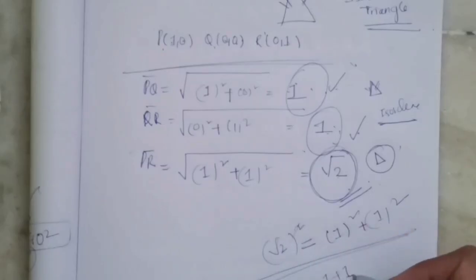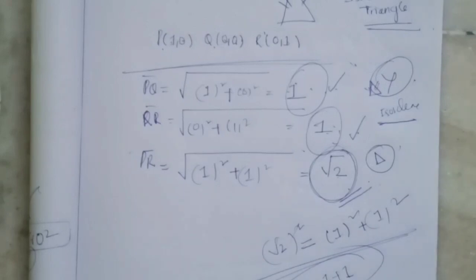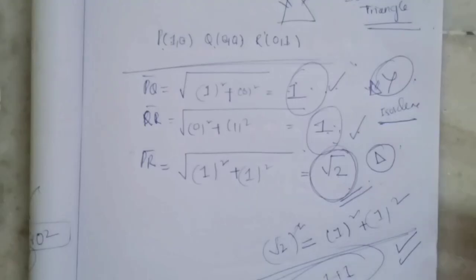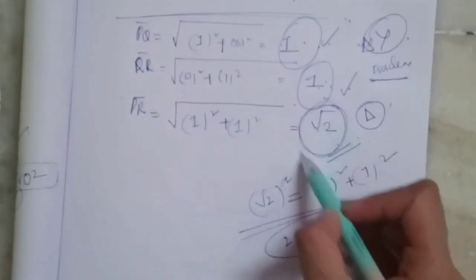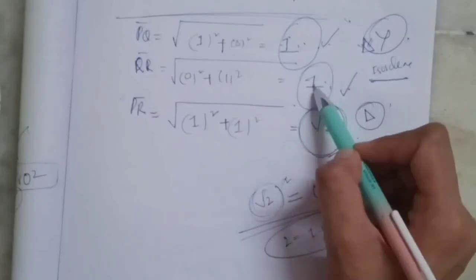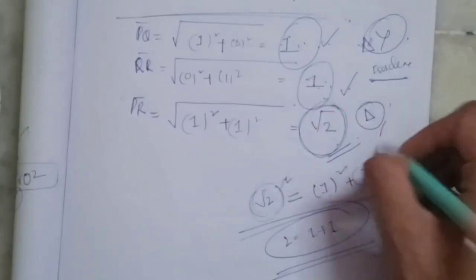2 is equal to 1 plus 1. Sorry, this is not an isosceles triangle. Though it looked like an isosceles triangle, we need to check whether it is a right angle triangle or not, right? So the hypotenuse square is equal to opposite square plus adjacent square. We have got this. So this is a right angle triangle.